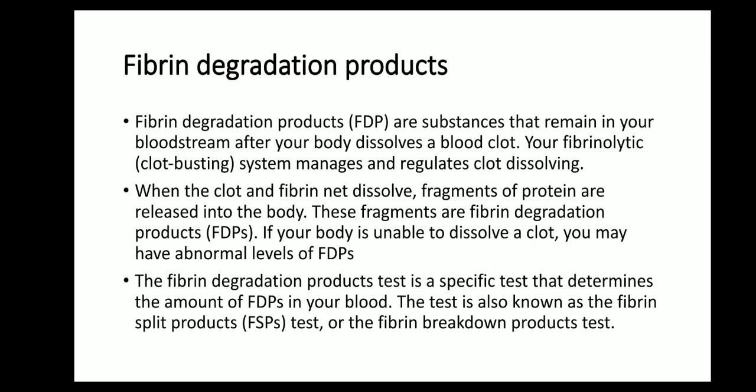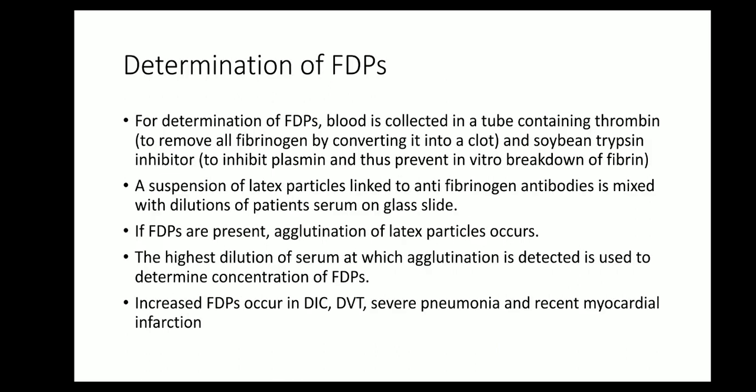The fibrin degradation products test is a specific test that determines the amount of FDPs in your blood. The test is also known as the fibrin split product test, or fibrin breakdown products test. Determination of fibrin degradation products: blood is collected in a tube containing thrombin and soybean trypsin inhibitor. Why thrombin? Because it removes all the fibrinogen by converting it into a clot, and trypsin inhibitor inhibits plasmin and thus prevents in vitro breakdown of fibrin.